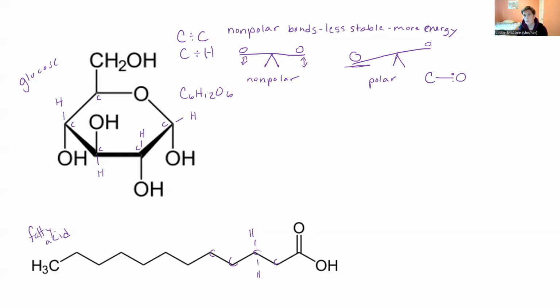So the electrons are almost always going to be found nearer to the oxygen atom than the carbon atom. So that's going to be much more stable, and therefore there's less energy stored in this bond between carbon and oxygen. Okay, hopefully that's a little bit of review for you, but a lot of people need that review too.